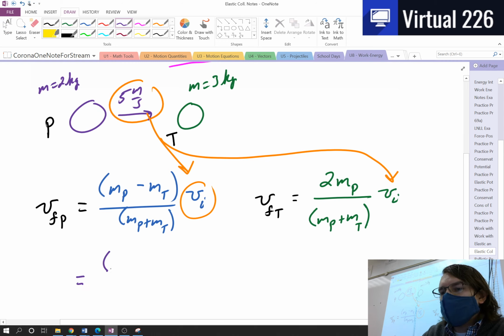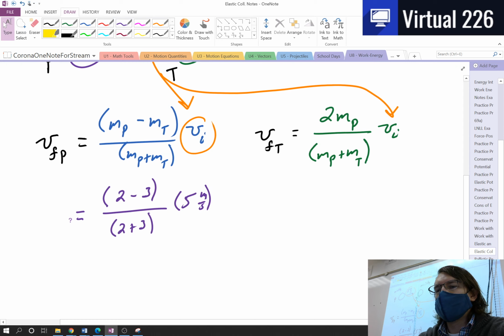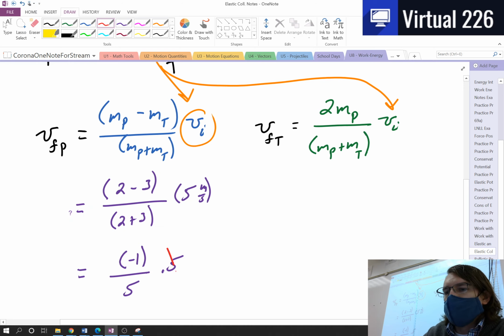we can say this is equal to 2 minus 3 divided by 2 plus 3, multiplied by that initial velocity, which was 5 meters per second. If we put a lot of this together, we get negative 1 over 5 times 5. The 5's divide out, and we quickly see that the final velocity of our projectile is equal to negative 1 meters per second.